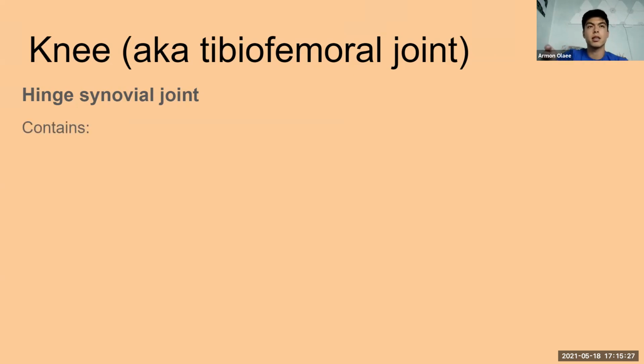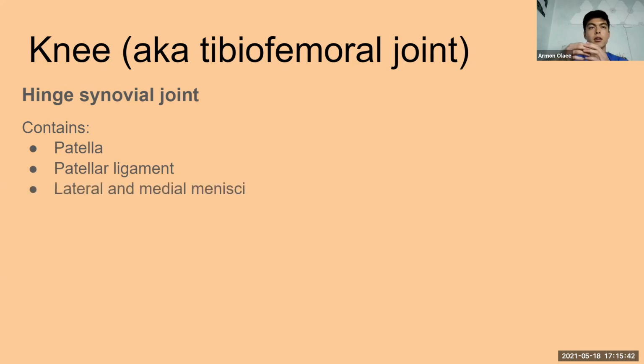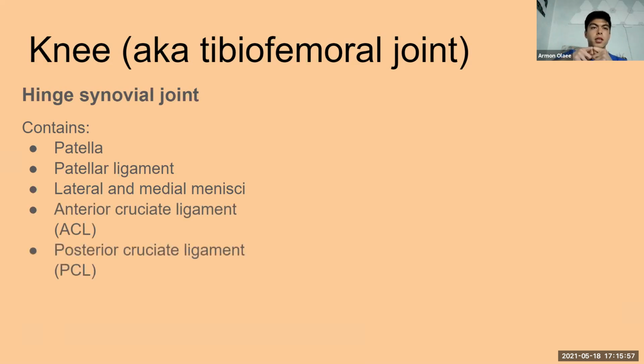Some of the ligaments and features that the knee contains is your patella. This is your kneecap. It is on the front of your knee, and attached to this is the patellar ligament, which attaches the patella to the tibia underneath it. There are also your lateral and medial menisci, which just sit flat inside the knee and serve as almost a cushion. You have your anterior cruciate ligament and your posterior cruciate ligament.